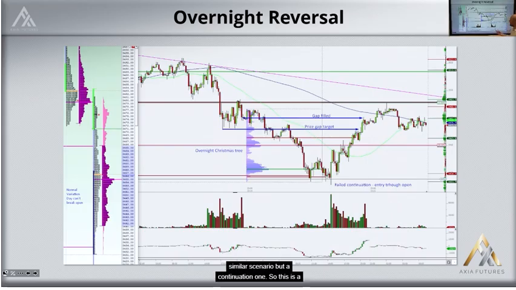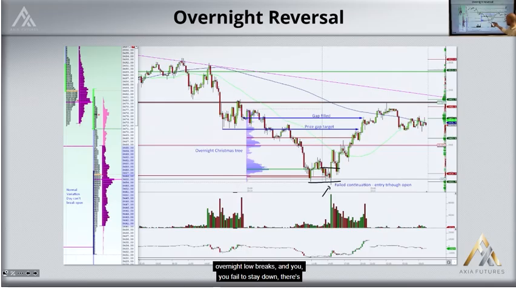Similar scenario, but a continuation one. So this is a continuation in the overnight session. So here's your cash session, move down, close, continuation. This is the bit that we're interested in. So here comes your cash open. And to start with, this is not that clear. There's your opening price, that little black line that I've drawn. And to start with, you're waiting for the movement. You don't break the overnight low for a little while, and then it breaks.